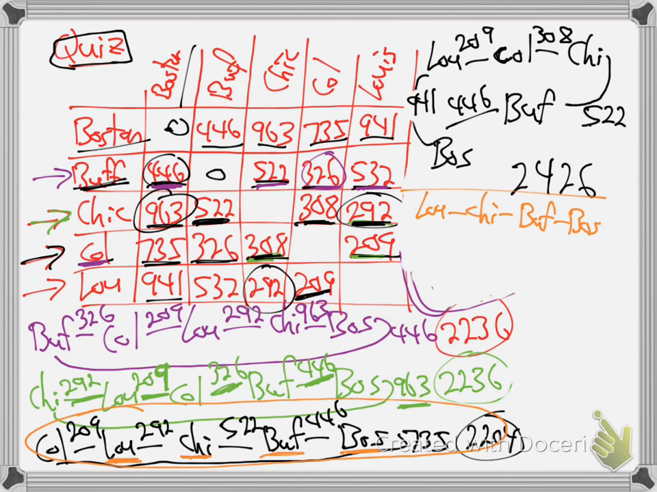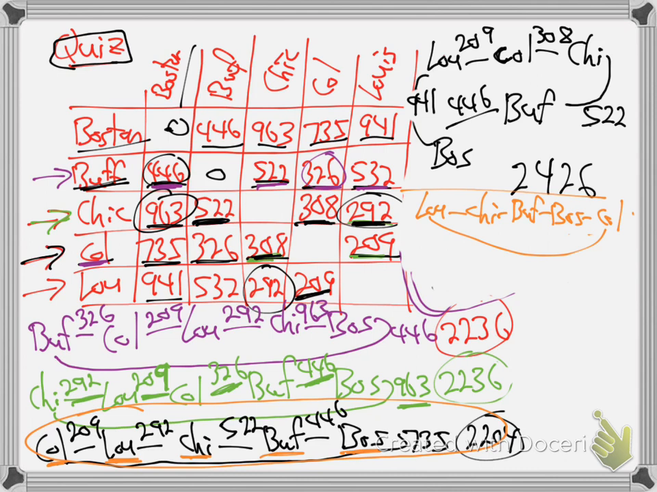And then can't read my writing. Where's that go from there? Oh, then it goes back. It loops back to Columbus. I'm running out of room here. Buffalo, Boston, Columbus. And then it goes back to Louisville. That's one way to write it.